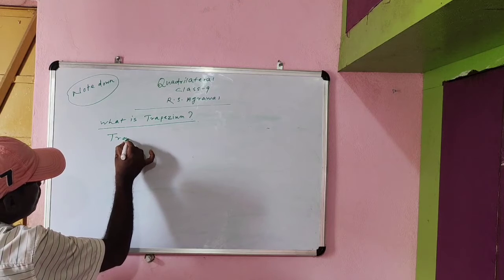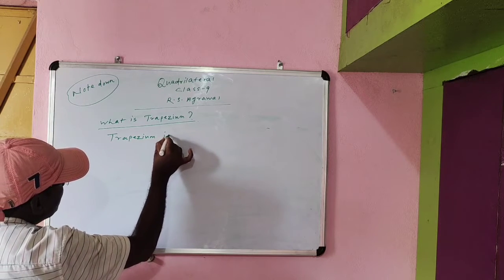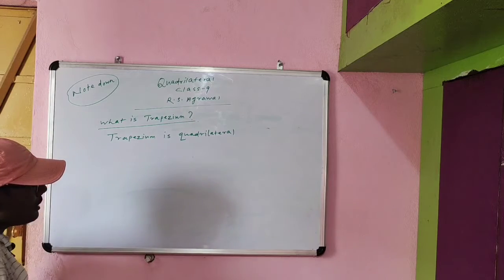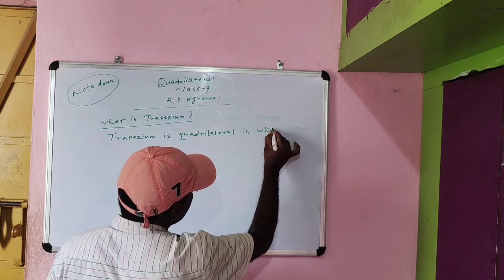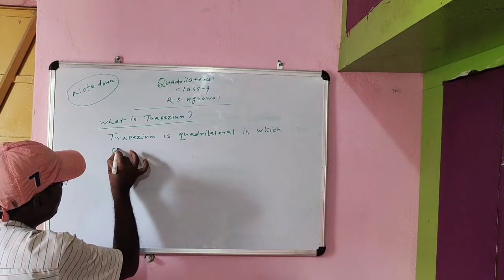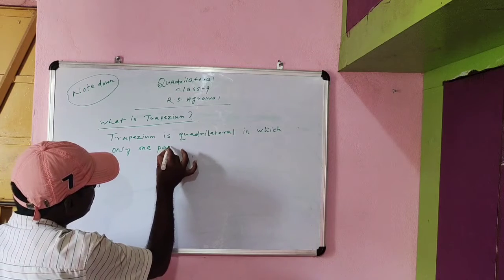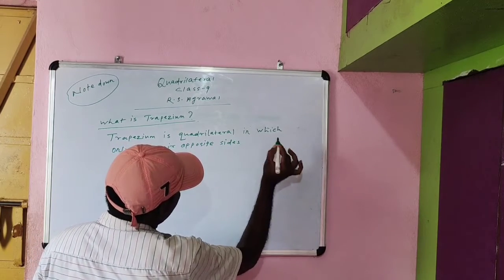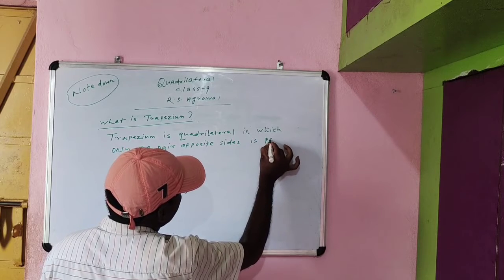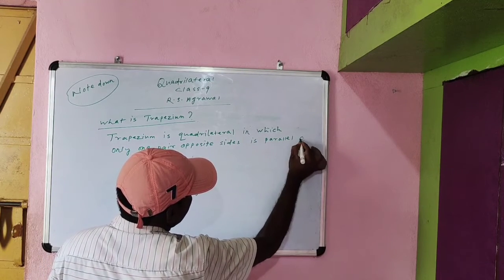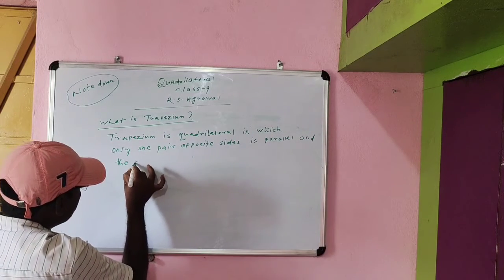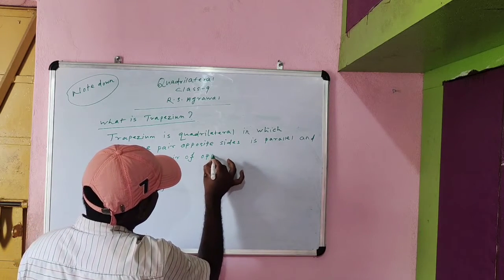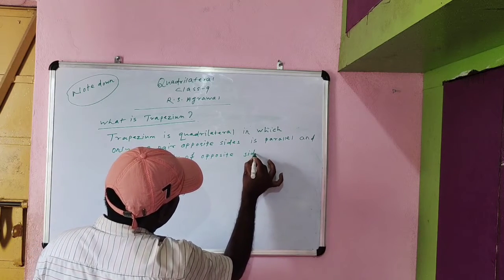Trapezium is a quadrilateral in which only one pair of opposite sides is parallel, and the other pair of opposite sides is non-parallel.